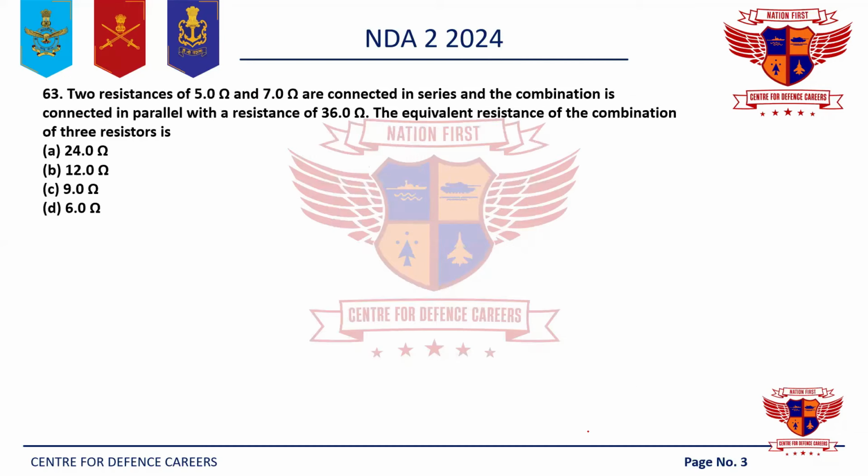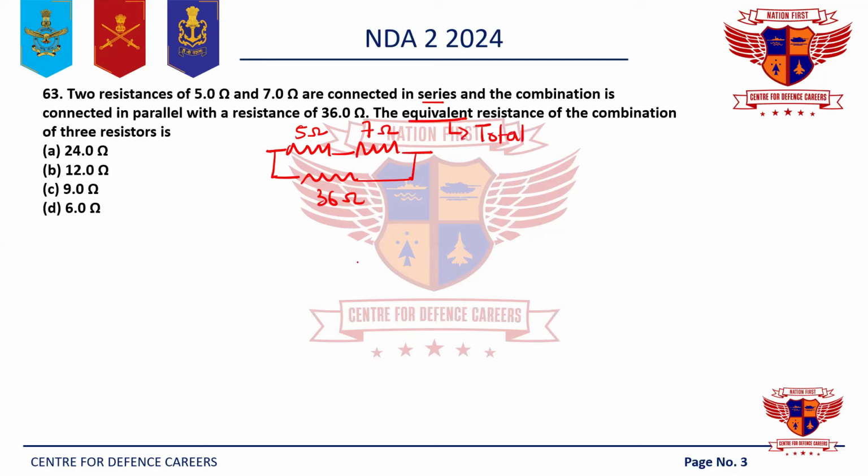The very first question is, we have two resistances, 5 ohms and 7 ohms, connected in series. Let's draw two resistances, 5 ohms and 7 ohms, connected in series. Now this combination is connected in parallel with a 36 ohm resistor. Let's draw a 36 ohm resistor here. We have to find out the equivalent resistance, that is nothing but the total resistance.